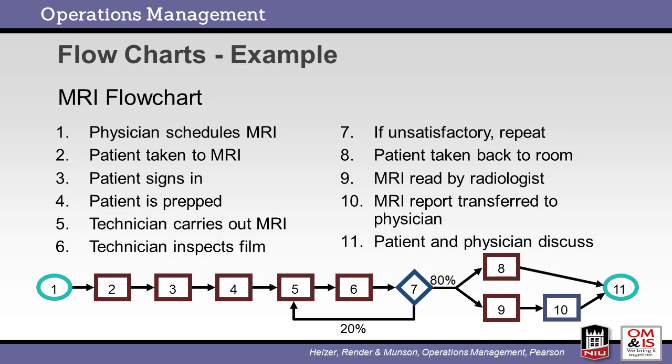After the scan is completed, there is one decision point, the diamond at step 7, where the decision is made as to the quality of the scan. 80% of the time the scan is good and is passed on to the radiologist, who reports the results to the patient's physician.